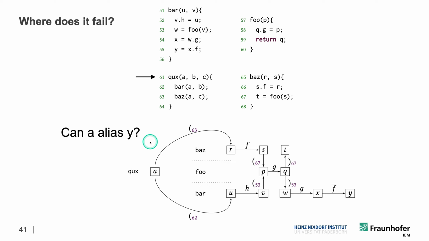And now the question is basically, can we have aliasing between A and Y? So is Y reachable in the graph from A? And now you have to see that in order to get a precise result, you would really need to very closely interact between the call pushdown system and the field pushdown system. But once we do that, we get an undecidable problem.